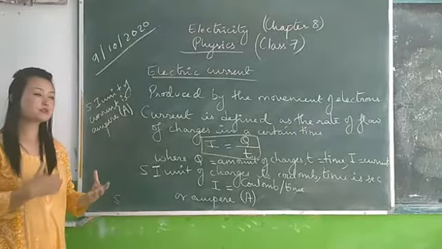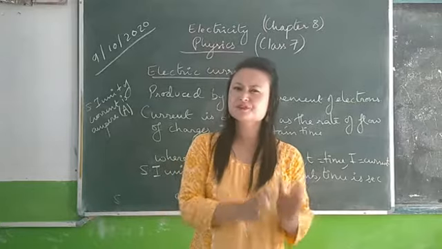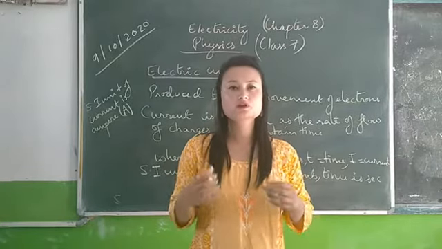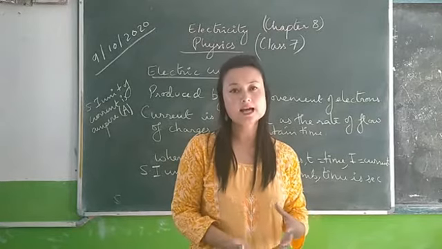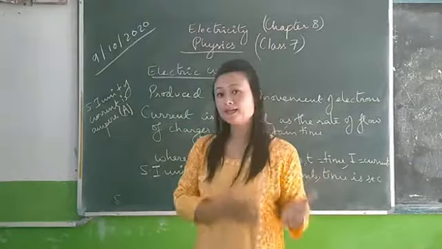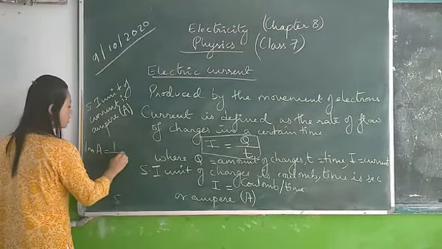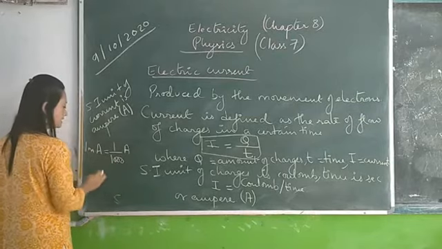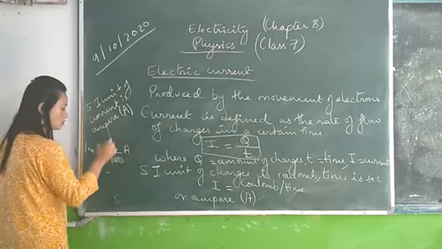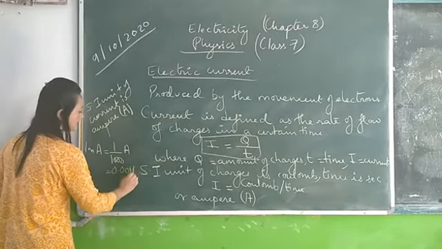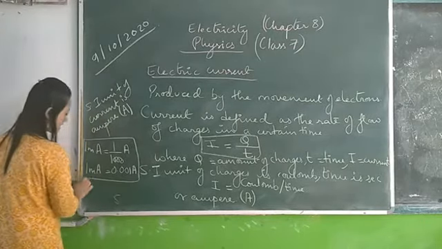Okay, and there are other units of current as well, and the other unit of current is milliampere, which is used for measuring very small amounts of current. So when we are referring to a very small amount of current, we call it milliampere. And the relationship between milliampere and ampere is 1 milliampere is equal to 1/1000 ampere, which is equal to 0.001 ampere.